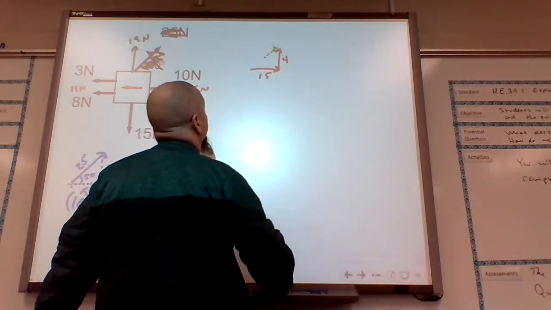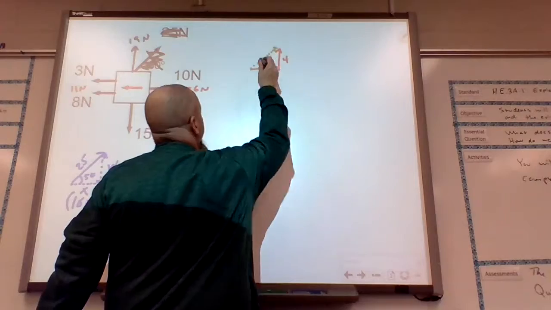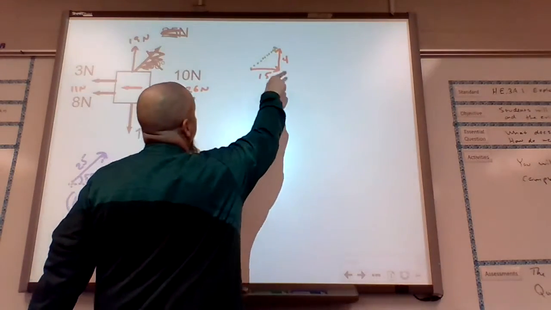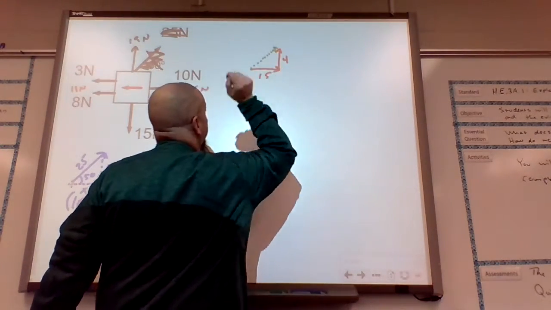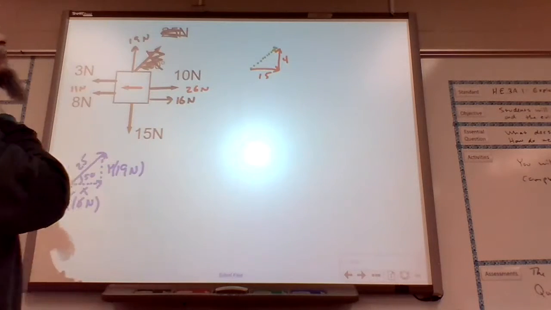Again, remember when you do these, don't put it in the wrong spot. Make sure that you connect them tip to tail. So I had my 15 this way, and then my 4 I attached to the tip of the arrow, not the end of it.